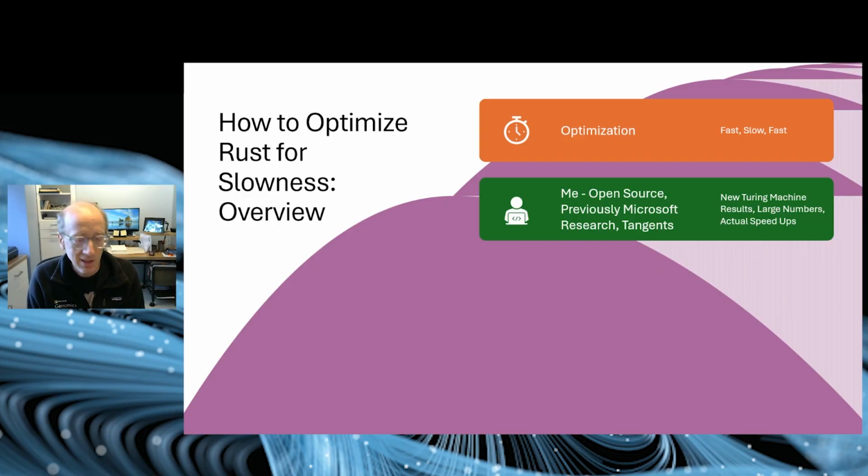And in this case, it's a tangent that got me interested in learning about Turing machines and some new results related to Turing machines. We're also going to learn something about large numbers, and at the end, we'll learn how to not just make programs run slow, but some ideas on how to make them run fast.